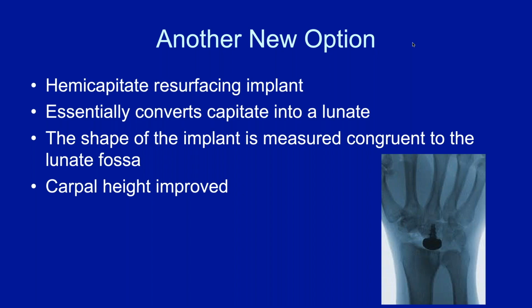So here's another alternative. It's a hemicapitate resurfacing implant. It essentially converts a capitate into a lunate. And we have the ability to shape the implant to measure the congruency of the lunate to the lunate fossa, and the carpal height is improved, which is a benefit over a regular proximal carpectomy. Next slide.